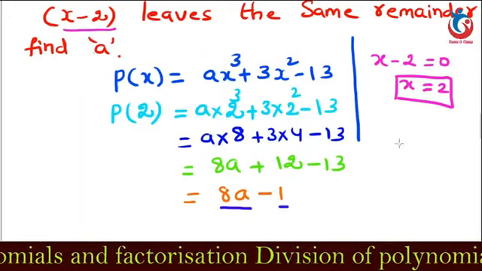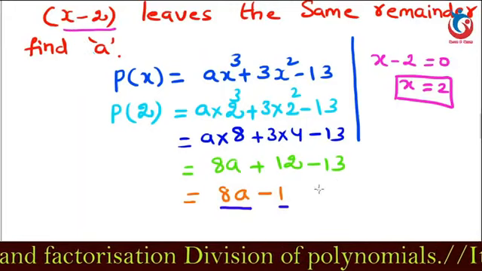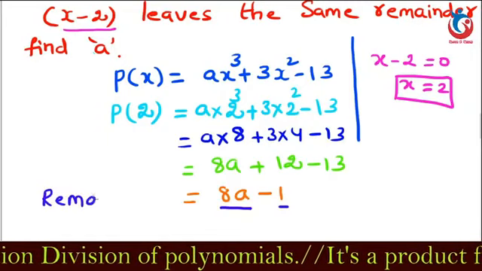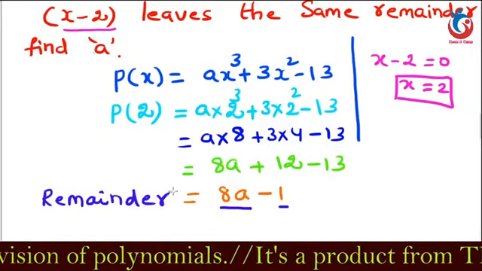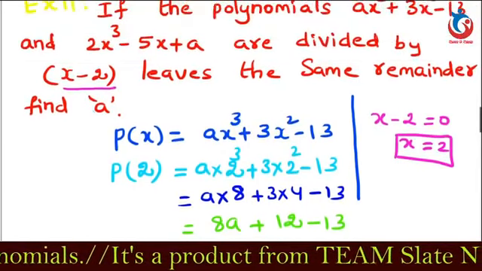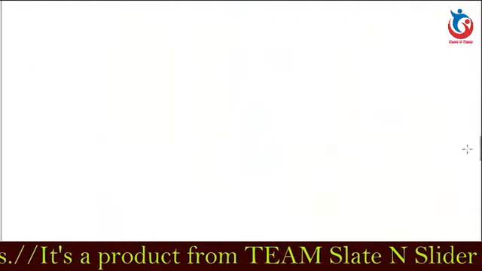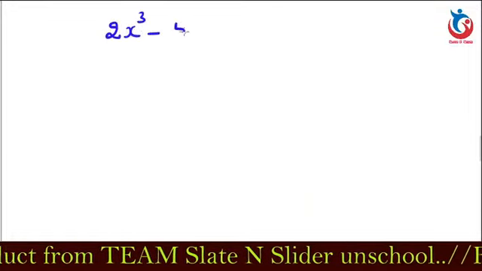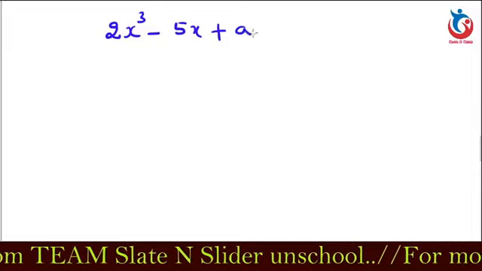And this is the remainder. Actually, it is a remainder. I will write here remainder. And we have one more, that is 2x cube minus 5x plus a. This is the second polynomial.